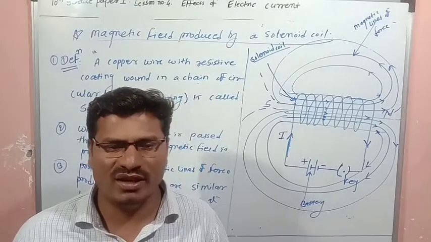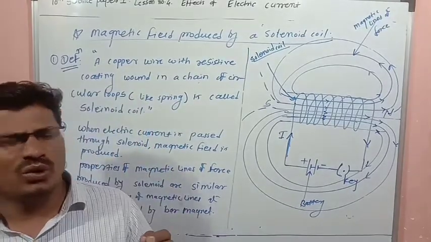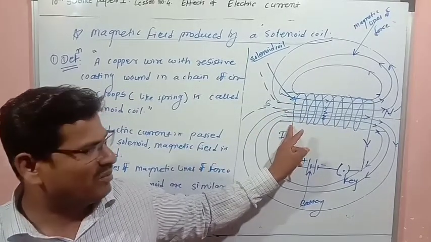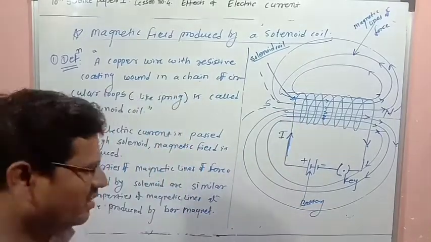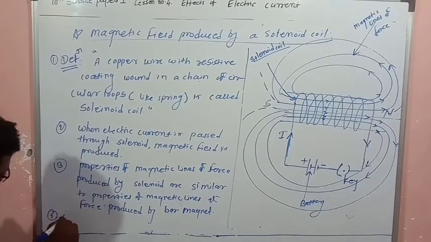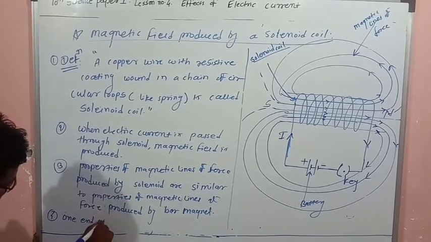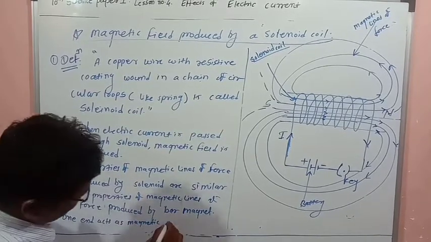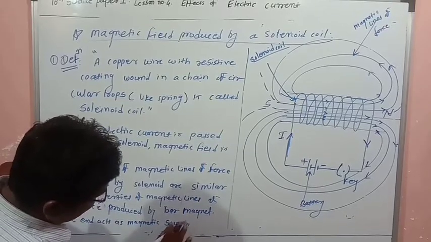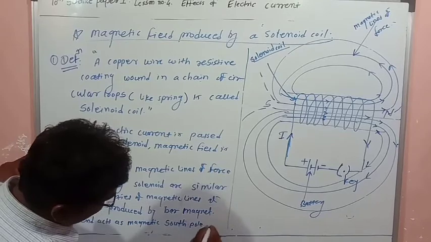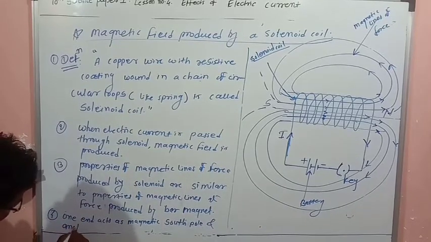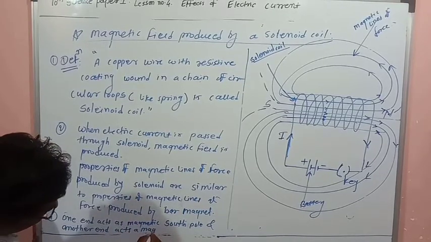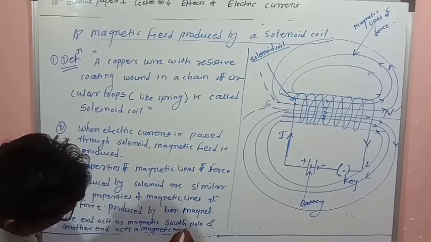So these three points are there, and the next point is there. One end of that particular solenoid coil will act as a magnetic south pole, and another end will act as a magnetic north pole.